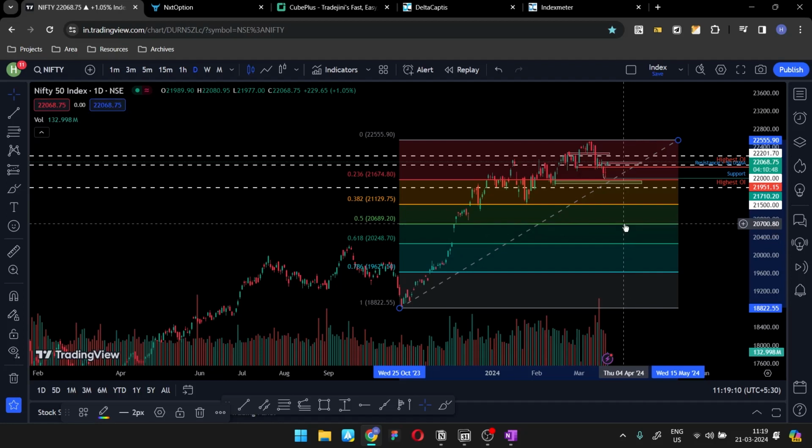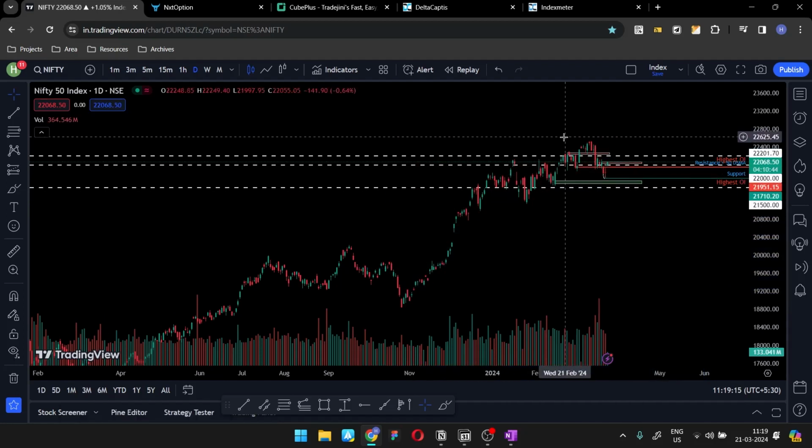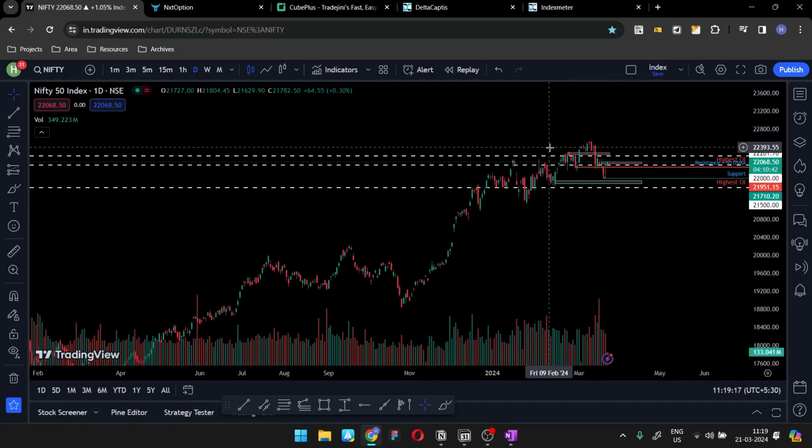I'll explain a bit next time. But the main thing is two types of correction can happen. One can be a flat correction, one can be a deep correction. Flat correction means it consolidates. In consolidation, whatever has to be sold off will be sold off, and accumulation also happens at the same time.